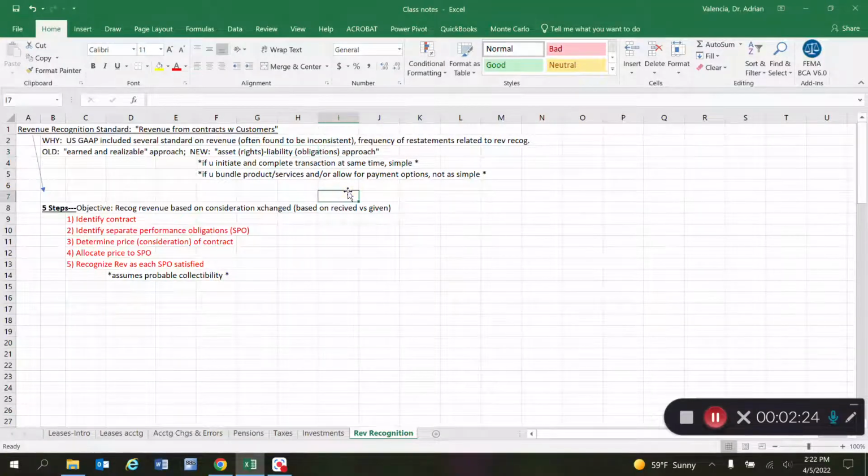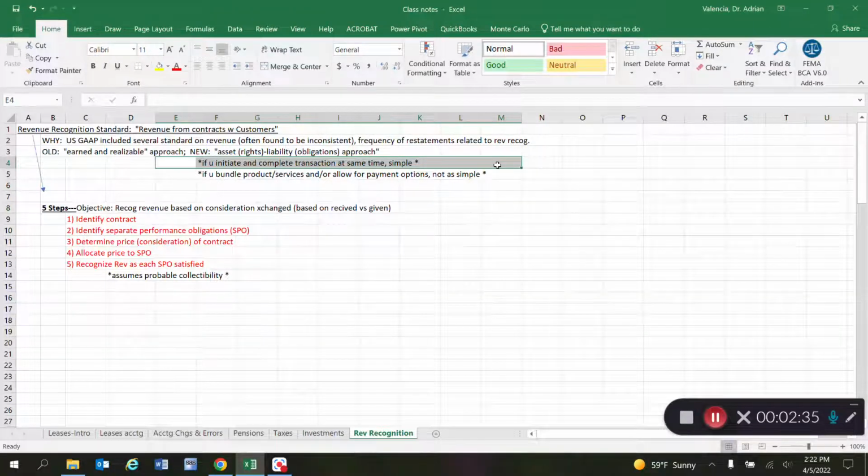And it doesn't have to be complicated. As I state right here, if you initiate and complete a transaction at the same time, then it's simple. There is a service provided or a product given, and payment or consideration for that item is received, and the transaction is fully completed, and the seller can recognize the revenue for that transaction. So that's not complicated, and that's still the same.